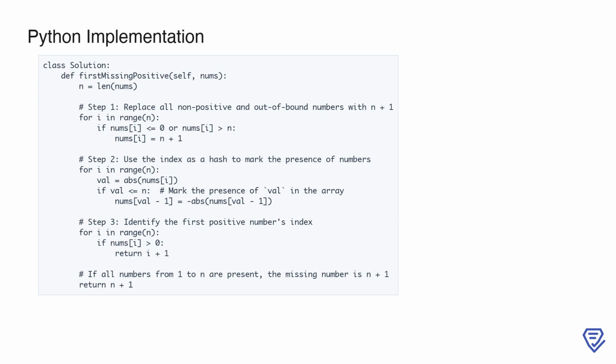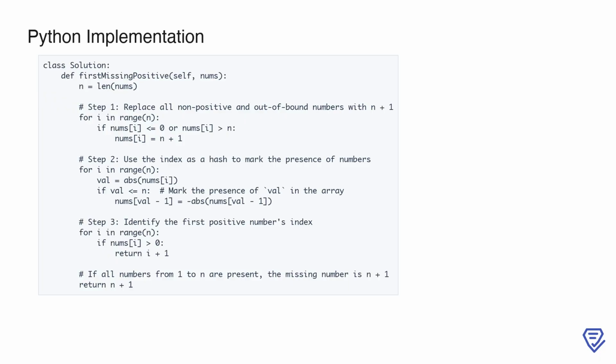4. Step 3. Find missing. Iterate through the modified array to find the first positive number, which indicates the smallest missing positive integer. If nums[i] is greater than 0 at index i, it means i plus 1 is the missing number. 5. Edge case. If all numbers from 1 to n are present, i.e., no positive numbers are found in the final array, the smallest missing positive integer is n plus 1.